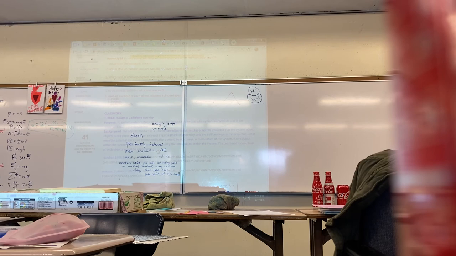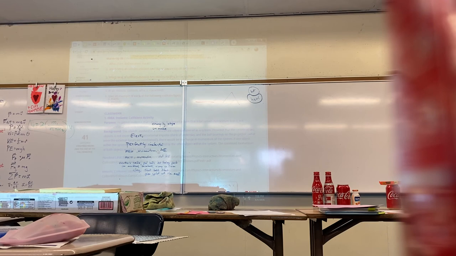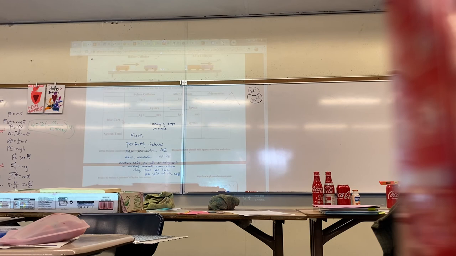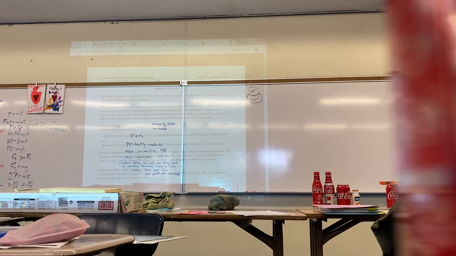Okay, so you should have chosen whether you think momentum is or is not conserved for inelastic collisions. And then let's take a look at the handout together. Handout looks like this. So you'll see the purpose and the background are the same. This section called getting ready just tells you how to get to the website, but you don't need that because I gave you the link already, so don't worry about that part.